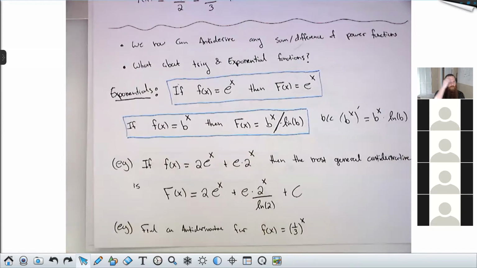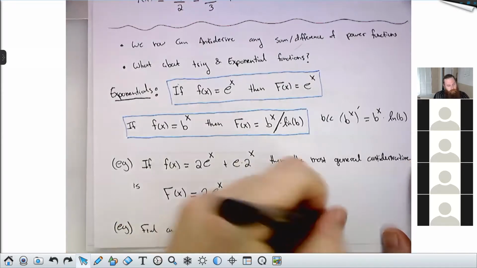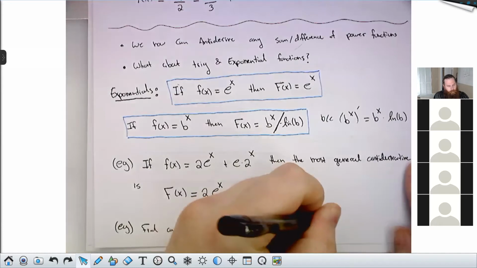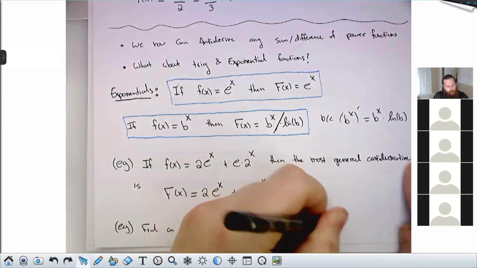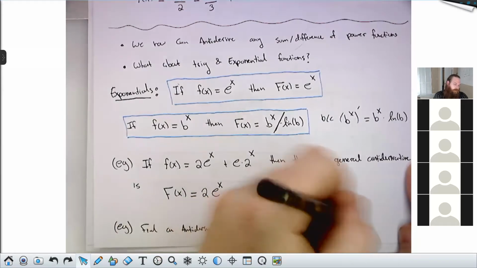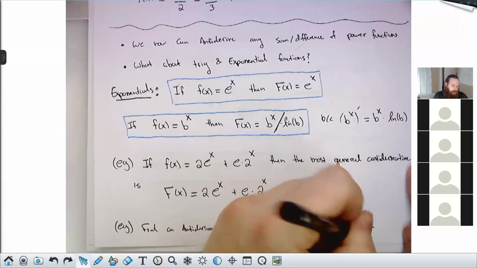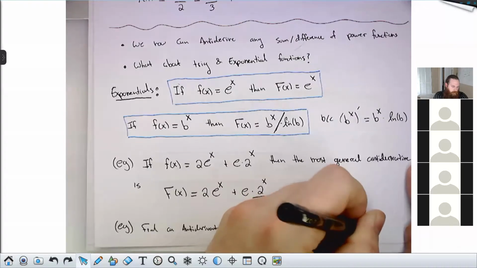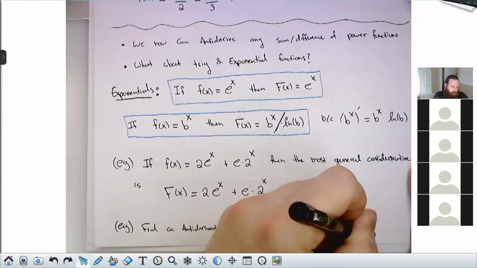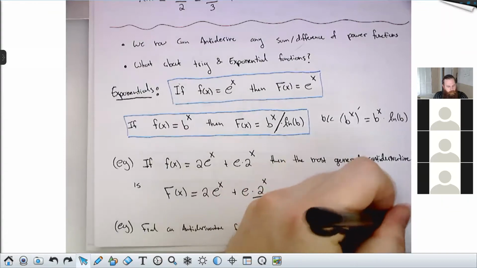If I want to antidifferentiate 1/3 to the x, which is the same as 3 to the negative x, that would be capital F equals 1/3 to the x divided by the natural log of 1/3. And then we should slap on our plus c here.